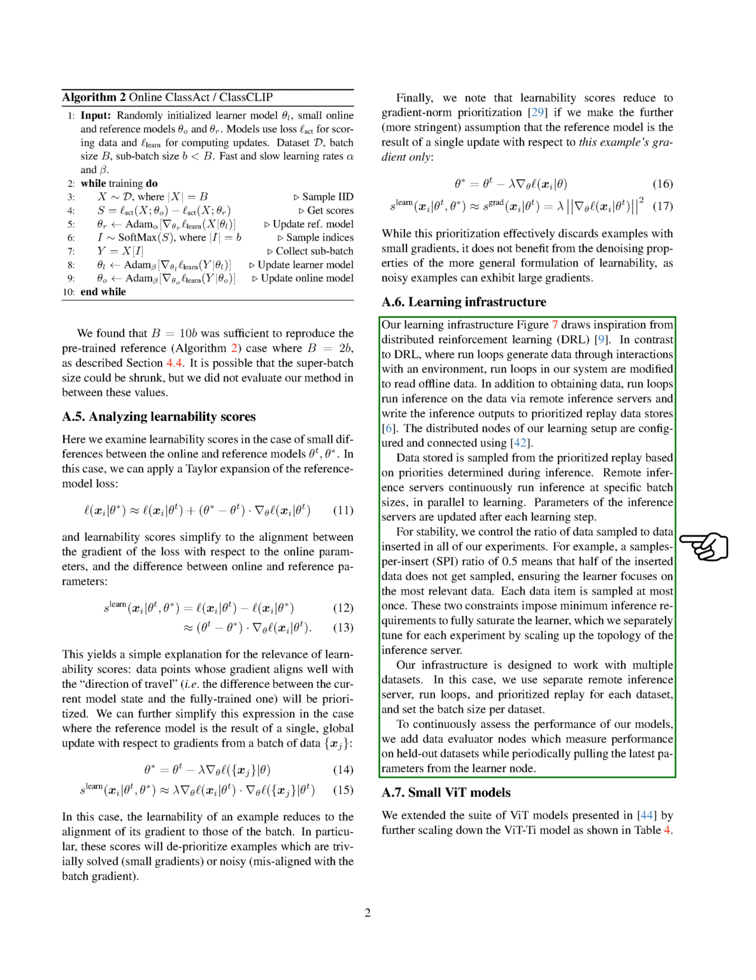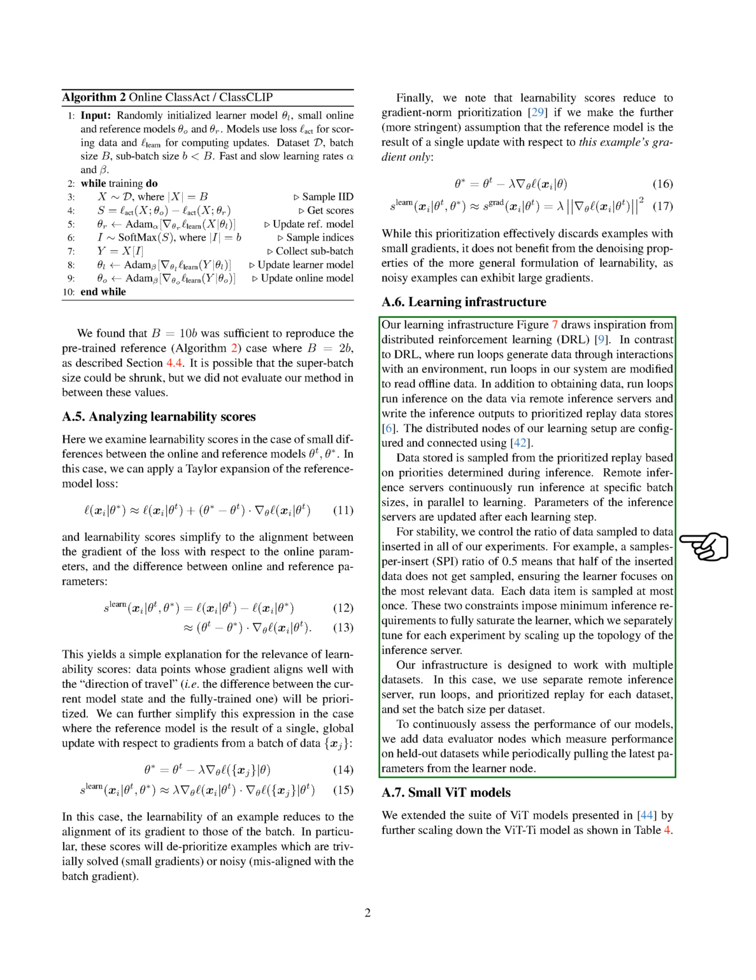We control the ratio of data sampled to data inserted in all of our experiments to ensure stability. For instance, a samples-per-insert ratio of 0.5 means that half of the inserted data does not get sampled, ensuring the learner focuses on the most relevant data.